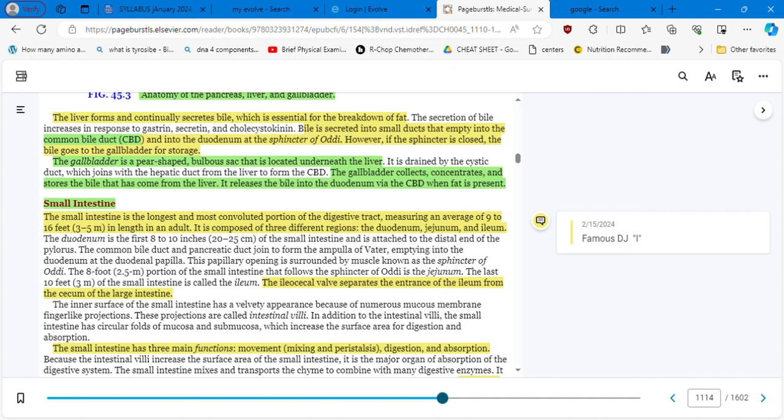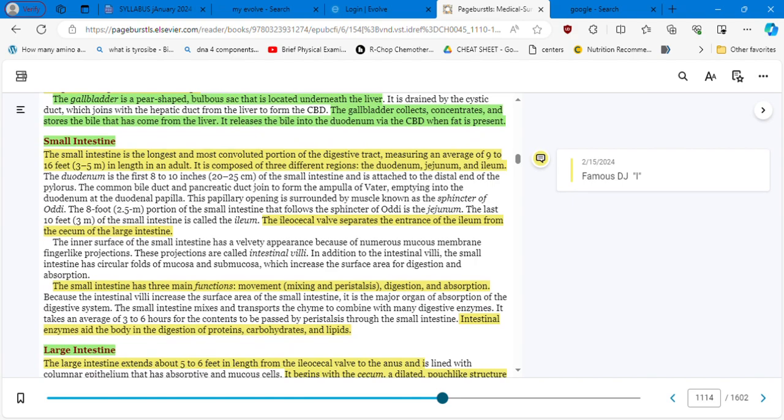Okay, small intestine. The small intestine is the longest and most convoluted portion of the digestive tract, measuring an average of 9 to 16 feet in length in an adult. It is composed of 3 different regions. Remember DJI. Do you know DJI? Your duodenum, jejunum, and ileum. That's a good way to remember the 3 parts of the small intestine.